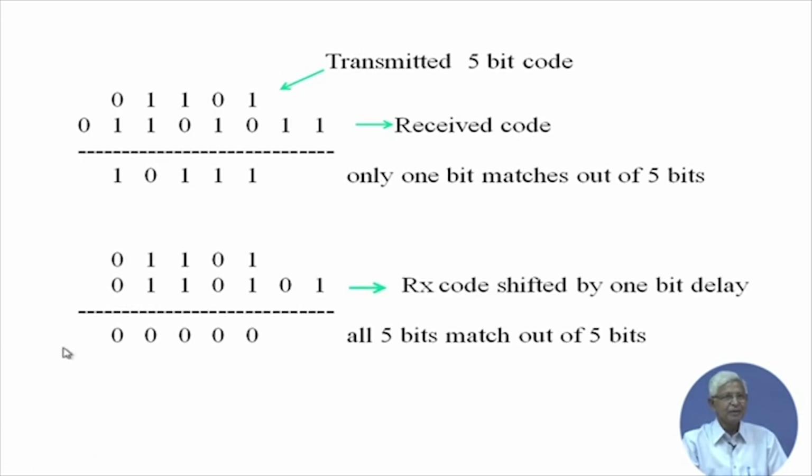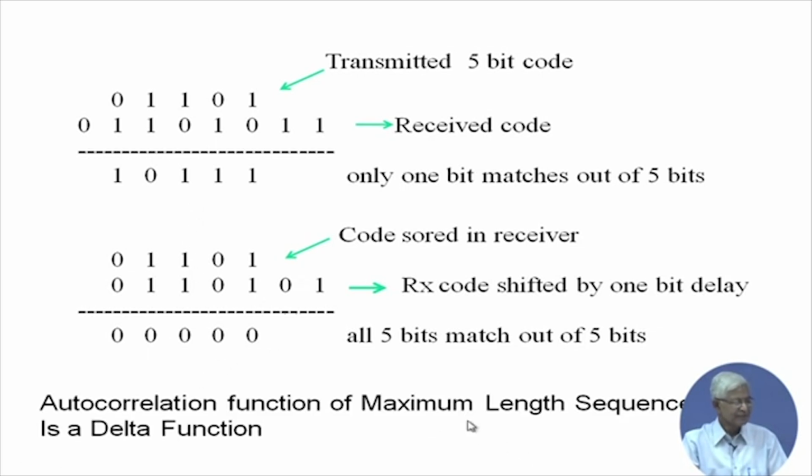Let us delay it by 1 more bit. So this 0 1 1 0 1 0 1 1 is shifted further by 1 bit. Now it becomes 0 1 1 0 1, which exactly matches with the transmitted code. This transmitted code is already stored in the receiver. So with the stored register you compare the received code and you get a 5 bit match. It is almost like a delta function, that is, our autocorrelation function. I can call it a maximum length sequence code, whose generation we will see, and then it is like a delta function. When it matches, it gives the all match. This is exclusive OR matching, a modulo 2 addition. You can do exclusive NOR also.